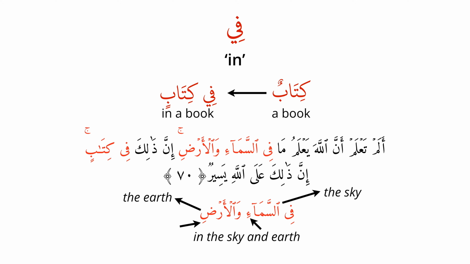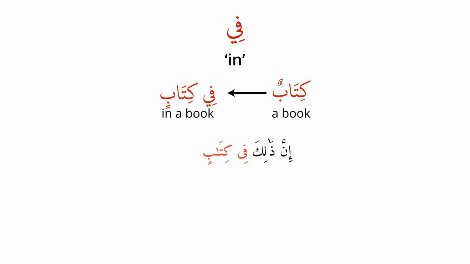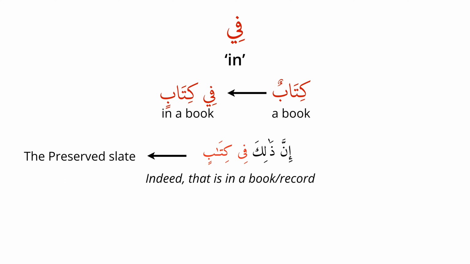And both of these nouns are majrur because of harfu jar fi preceding them. Another phrase we have is inna dhalika fi kitab, meaning indeed that is in a book or a record, where fi kitab means in a book, referring to the preserved slate, in Arabic al-lawhul mahfuz. And the noun kitab is majrur because of harfu jar fi preceding it.